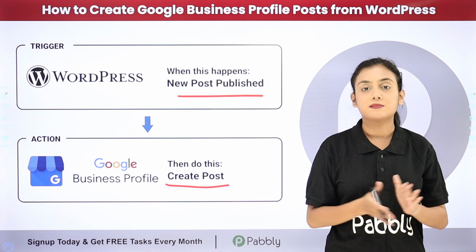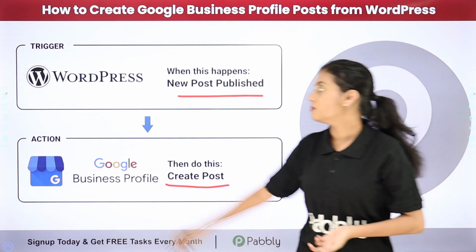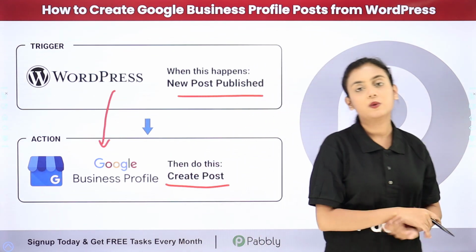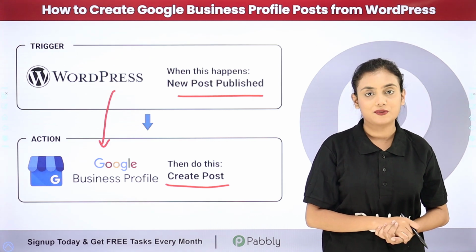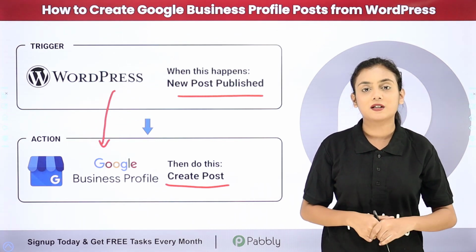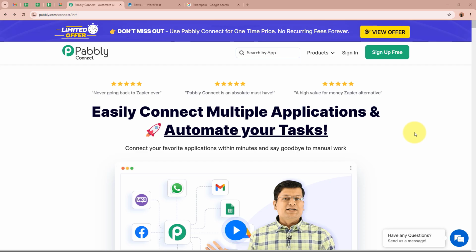Now, doing this manually takes a lot of time. So what I did was I simply created an automation between WordPress and Google Business Profile with the help of Pabbly Connect, which is an amazing automation and integration software. So if you want to learn about this amazing automation, then let me take you all to my screen. Welcome to my screen. In this video, we're going to learn how to create Google Business Profile post from WordPress.